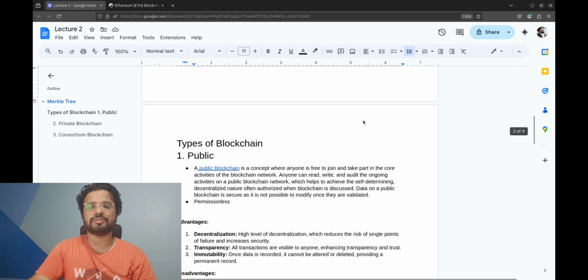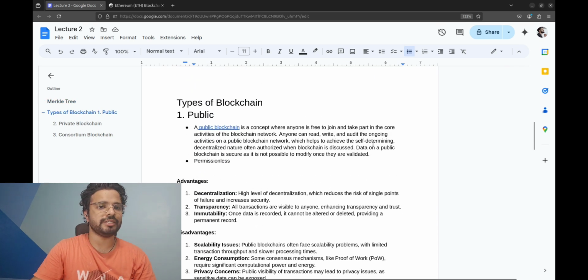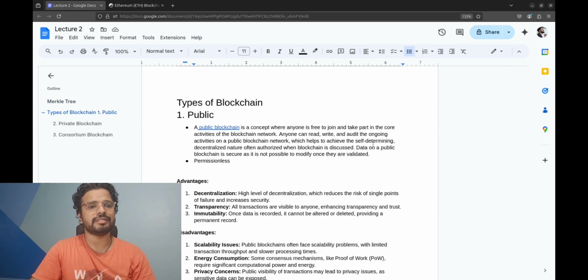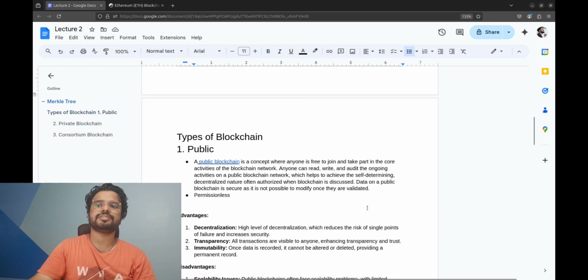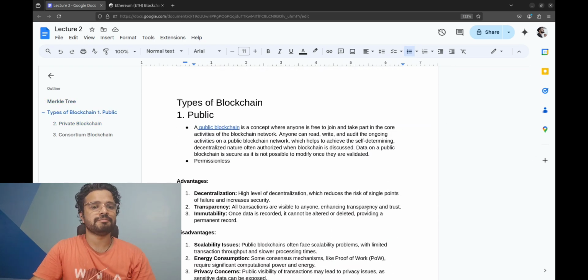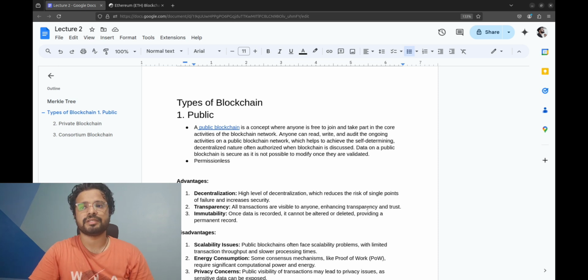Let's go to the next topic, that is types of blockchain. We have broadly three types: public blockchain, private blockchain, and hybrid blockchain. Let's talk about the public blockchain. Most of the people here must have heard about Bitcoin, Ethereum. All the chains that you have heard about are mostly public, because everyone can take part in the validation part.